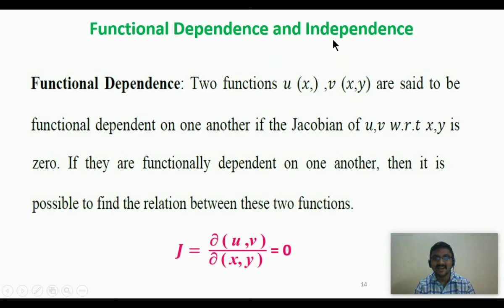Dependence and independence. Functional dependence. Two functions u(x,y) and v(x,y) are said to be functionally dependent on one another if the Jacobian of (u,v) with respect to (x,y) is 0. If they are functionally dependent, then it is possible to find the relation between these two functions. Once again, if the Jacobian value is 0, then u and v are called functionally dependent, and there also exists a unique relation between them. If the Jacobian value is not equal to 0, then u and v are called functionally independent.